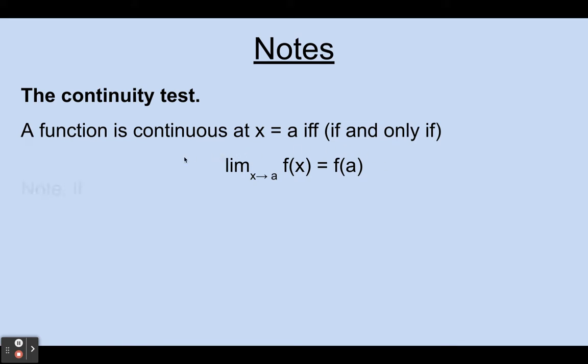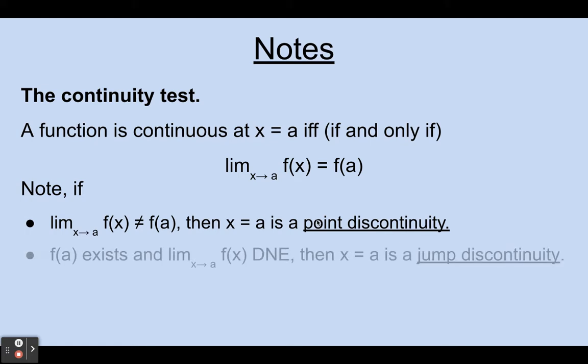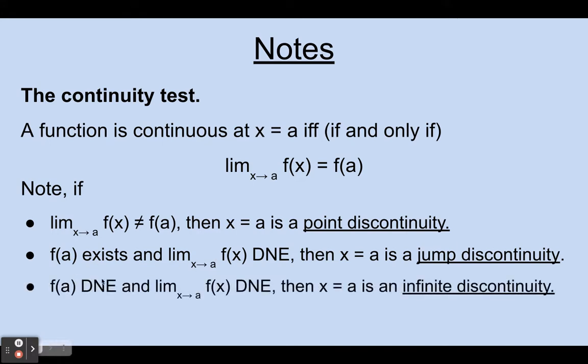How do we do that? Well, if the limit exists and doesn't equal the y value, then there's got to be a gap in the graph, a point. So that's a point discontinuity. If the point exists but the limit doesn't exist, then that has to be a jump. And if the point doesn't exist and the limit either doesn't exist or goes to positive or negative infinity, so that should be added here, then it's got to be an infinite discontinuity. So if this is true, it's continuous, but if it's messed up in any one of these three ways, that tells me the type of discontinuity.